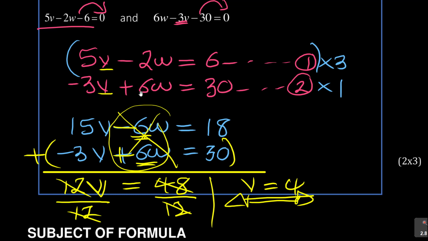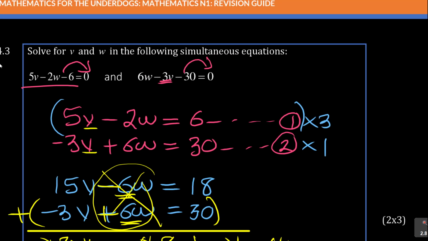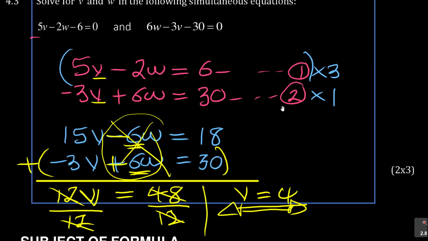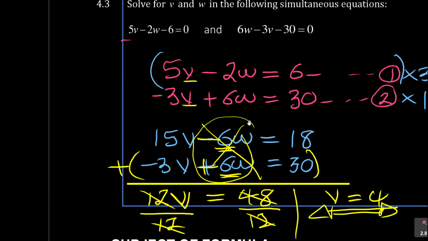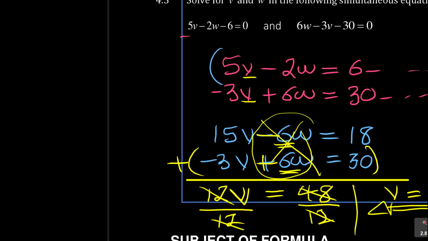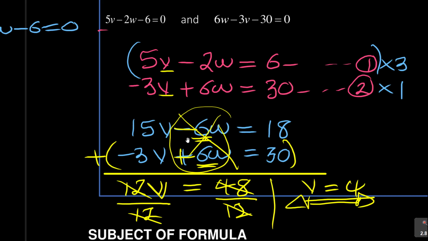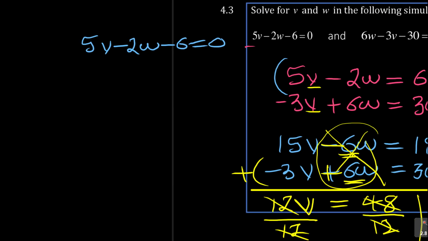Then from there, it's up to you what you want to do, but I'll always suggest go to the original equation. Choose one of the original equations, and that one is, let me come here and write it here. The original says: 5v minus 2w minus 6 equal to 0. But we know what our v is. V is 4 now. So you come here, say 5 times 4 minus 2w minus 6 equal to 0. Then you are looking for w.